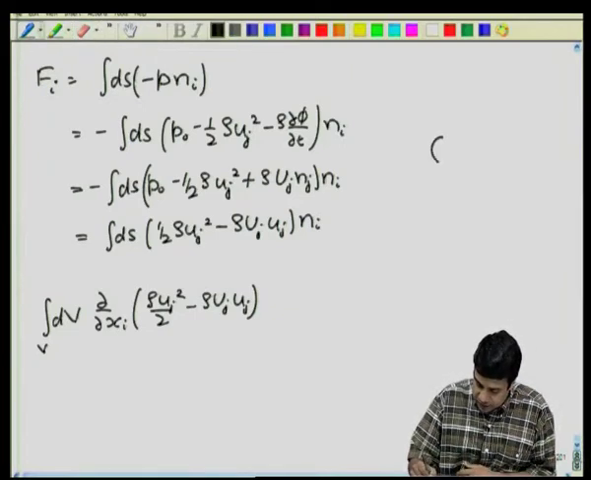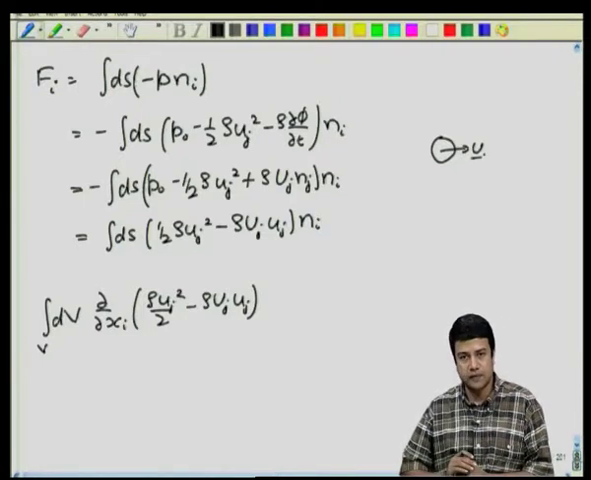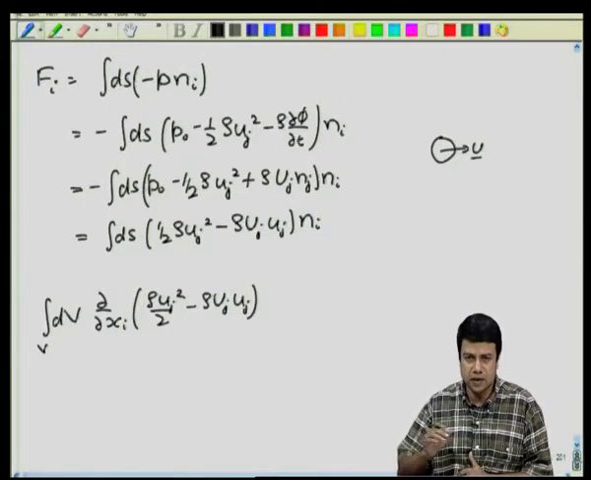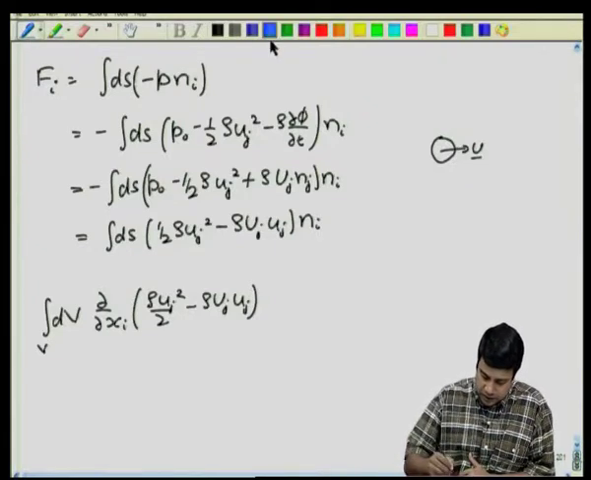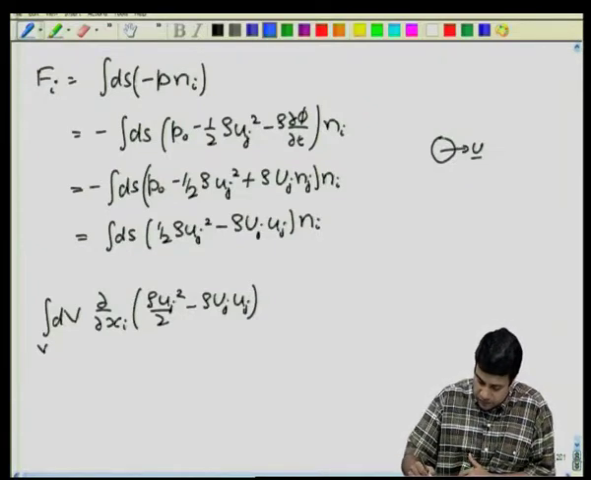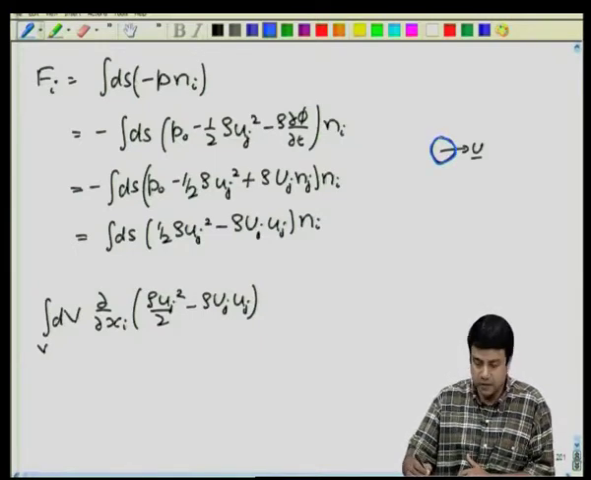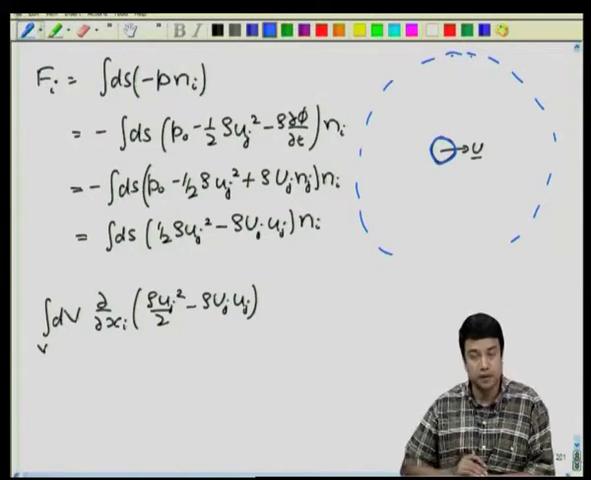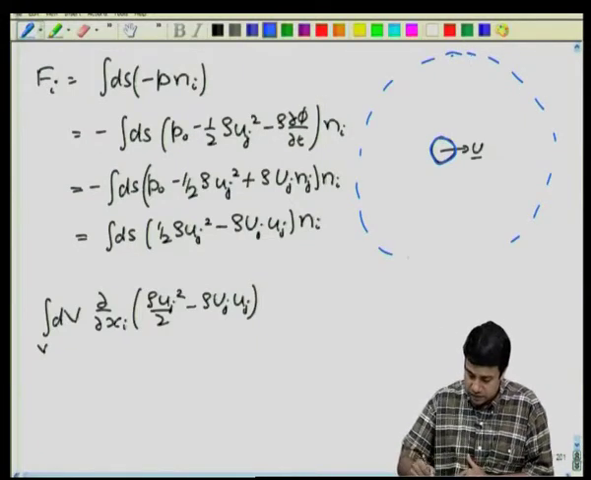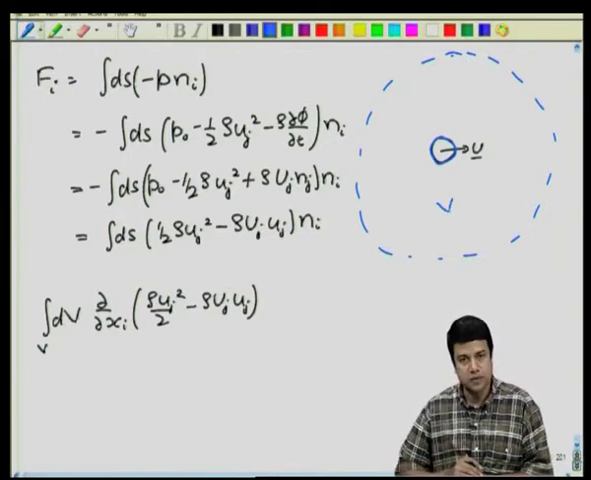I am having an object which is moving with a velocity U, and I have got an expression for the force. This is an irregular object, I have got the expression for the force. If I consider this integral over the entire fluid volume, which goes all the way from the surface of the object to a surface far away at infinity, this is the fluid volume V.